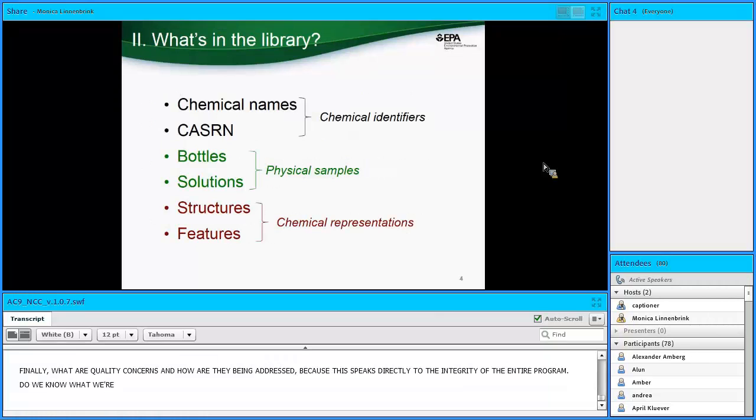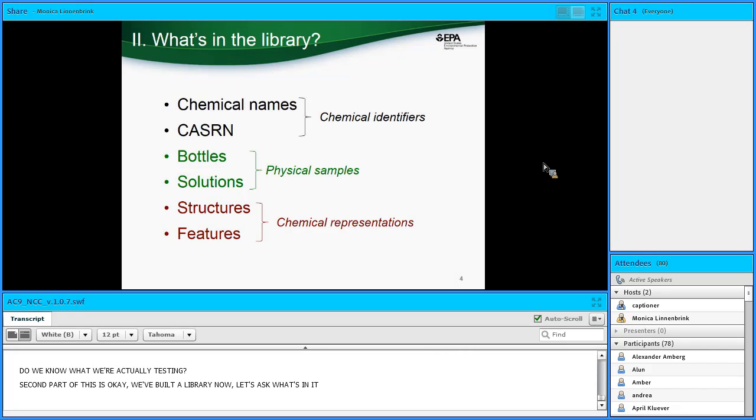The second part of this is, okay, we've built the library, now let's ask what's in it. We have chemical identifiers that have been collected, the standard chemical names and CAS numbers that we all know and love.